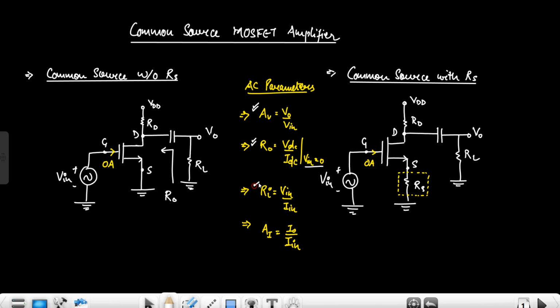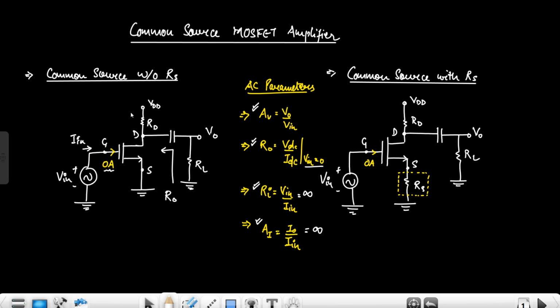The internal input resistance is input voltage upon input current. Because the input is applied at the gate terminal, the input current is the gate current, and gate current is always zero in a MOSFET. That's why the internal input resistance is infinite in a common source MOSFET amplifier. The same goes for the current gain, the output current over the input current: the input current is zero, so the current gain is also infinite. So there is no need to discuss these two parameters. We just focus on the small signal voltage gain and the internal output resistance.